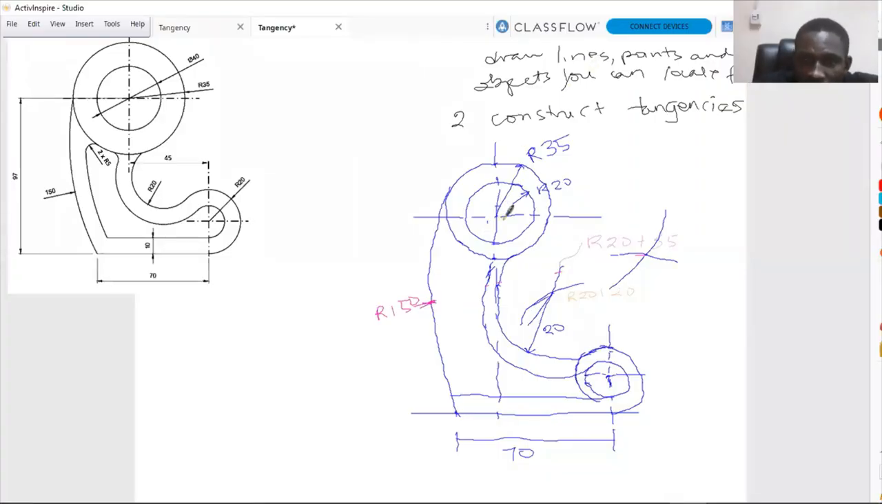Let me illustrate this radius from the center of circle R35 to your first arc line. Okay, that radius is R150 plus 35. Okay, then the second one is going to be from this arc to this point. Okay, I'll not draw the whole line. Okay, that one is R150.